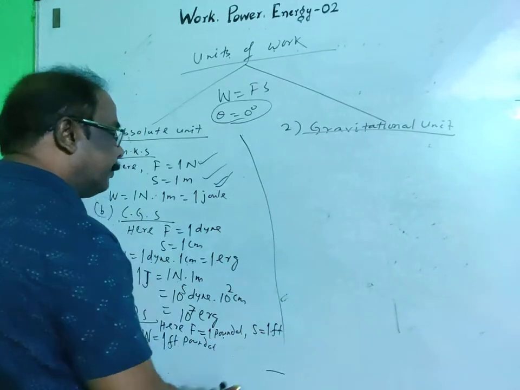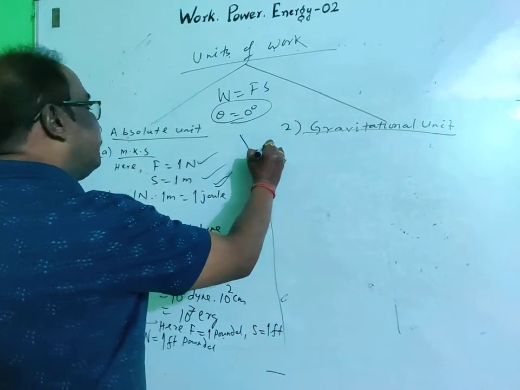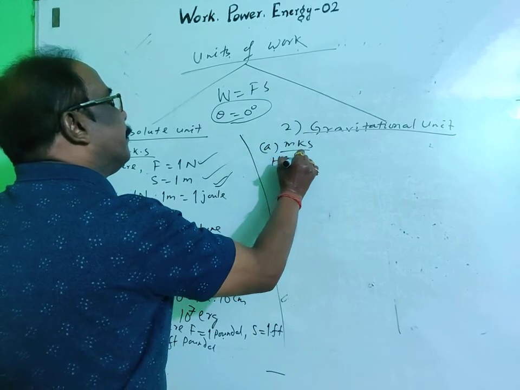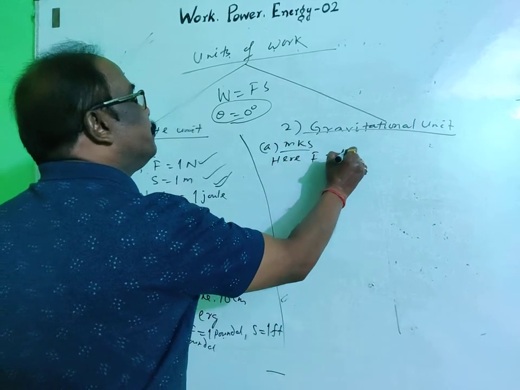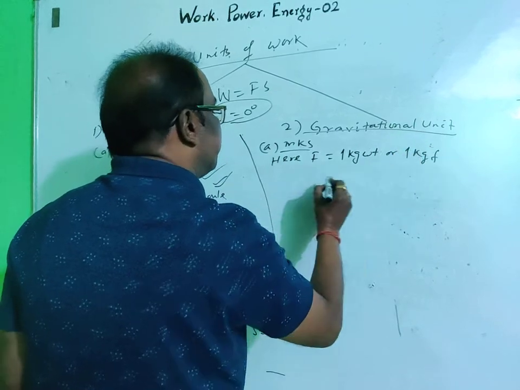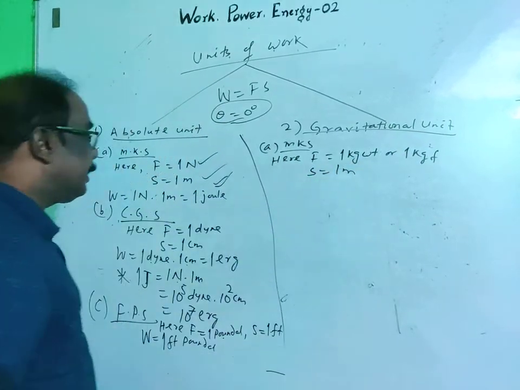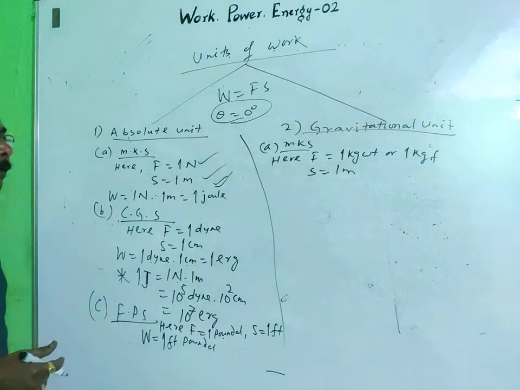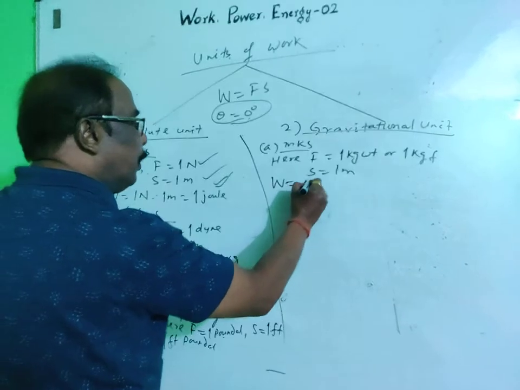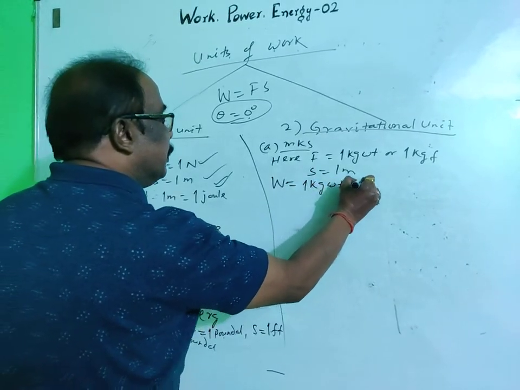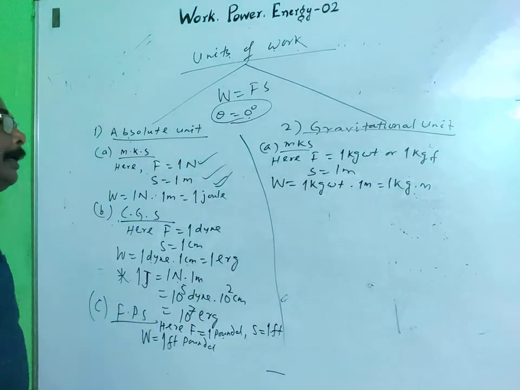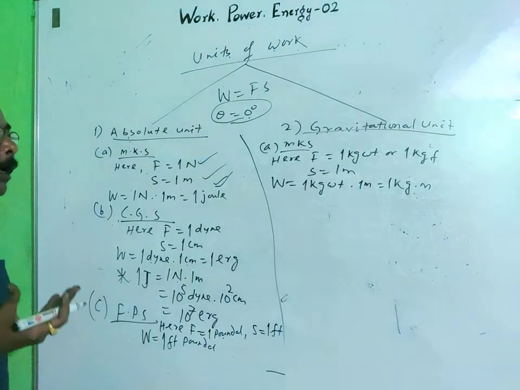Then gravitational unit. First, MKS. Here, unit of force is 1 kg weight or 1 kg force. And displacement is again, in MKS it is meter. Then work is equal to Fs cos 0, that is 1 kg weight into 1 meter. This is called 1 kg meter. Gravitational unit of work in MKS is 1 kg meter.